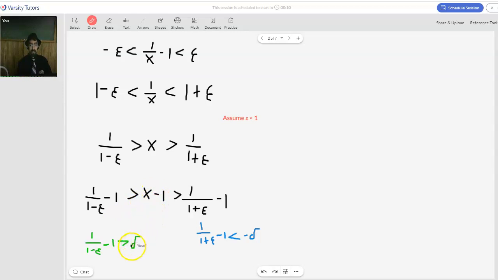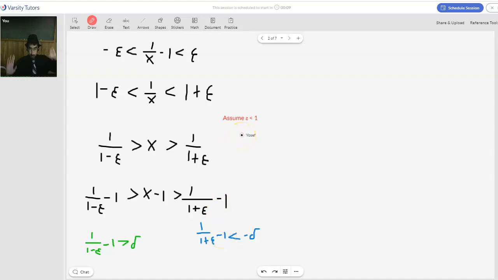Realistically, this means that whatever our maximum tolerance in the x direction is, 1 over 1 minus epsilon minus 1 has to be greater than or equal to that delta. 1 over 1 plus epsilon minus 1 is going to be a negative number, and that has to be more negative than negative delta. This sets a limit on our tolerance in the x direction.